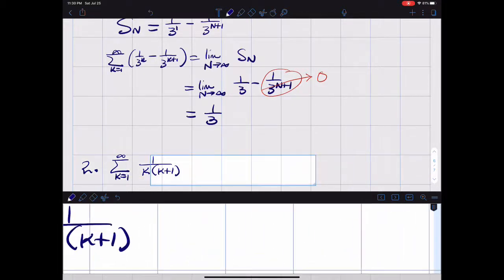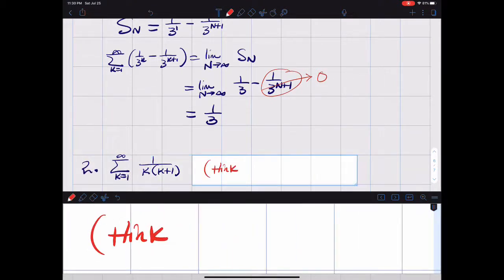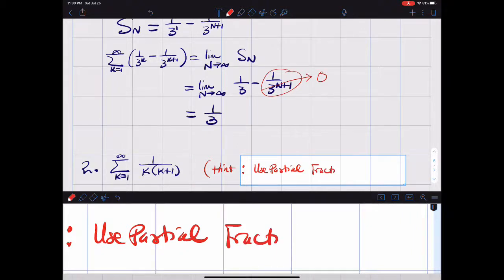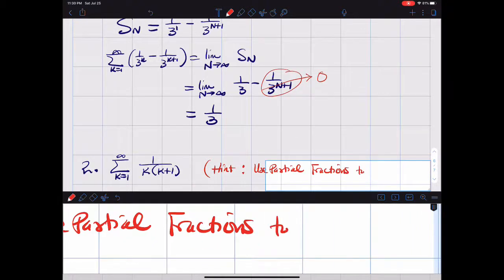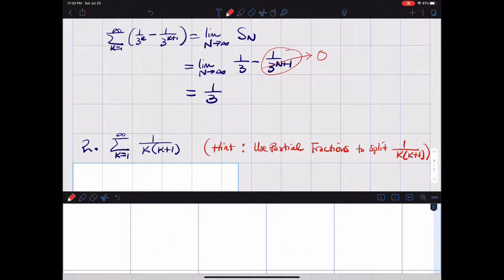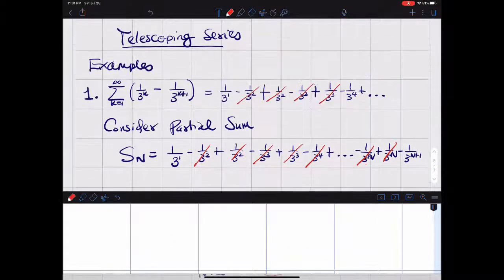My hint is this. We want to break up, or use partial fractions to split, 1 over k times k plus 1. After you use partial fractions to split it, then you can apply the same method we applied to number 1.